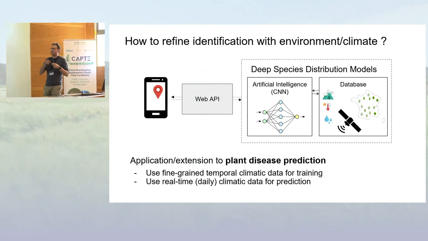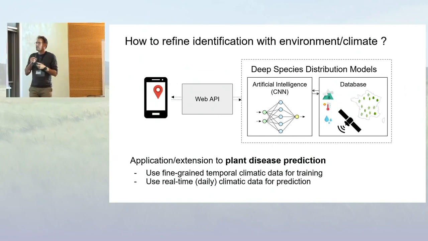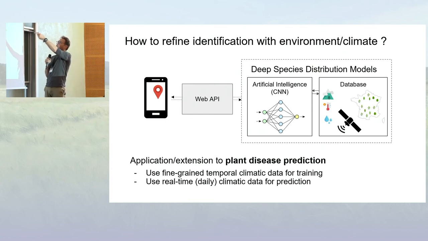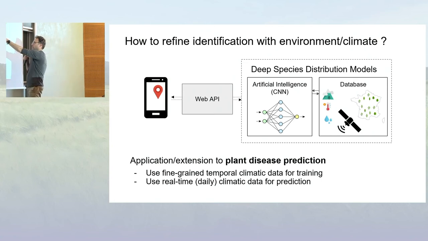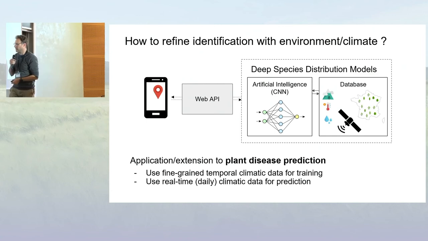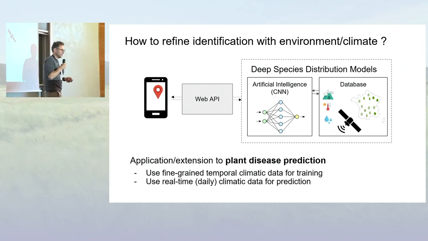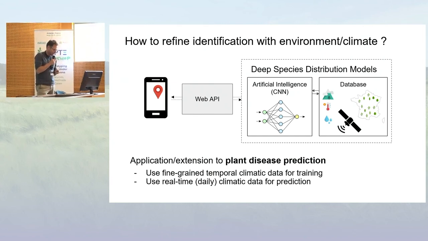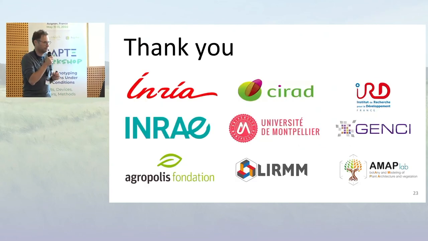Another perspective towards improving performance is, of course, to use other information than the image itself, typically climatic data, which are the most promising. In our case, we are already working on species distribution models, based on deep learning also, that take into account environment and even satellite data to predict where a species is likely to be observed. And so we believe we could extend such models to plant disease prediction, and so improve the identification. And I'm done, I think. Yeah, thank you.